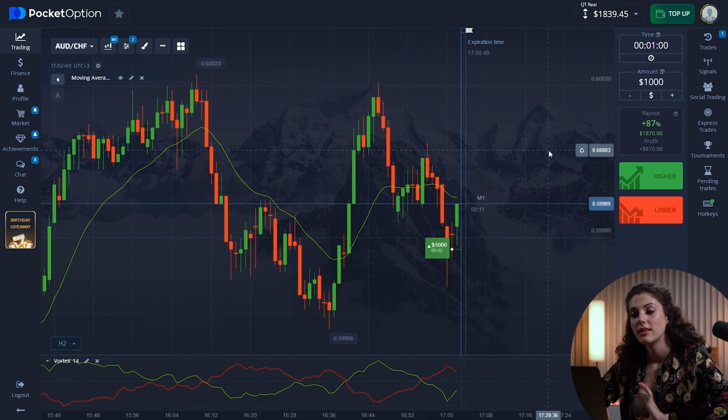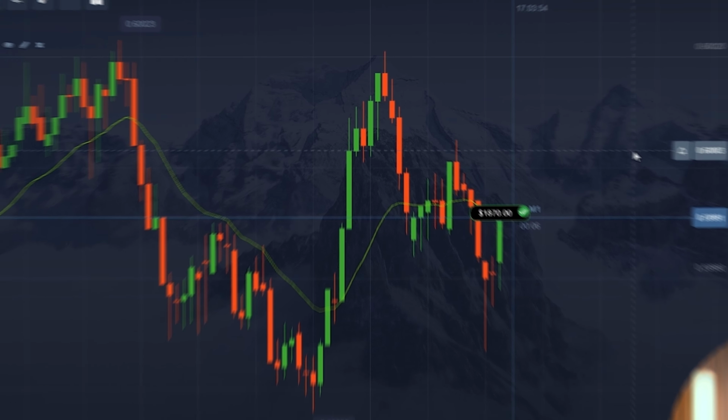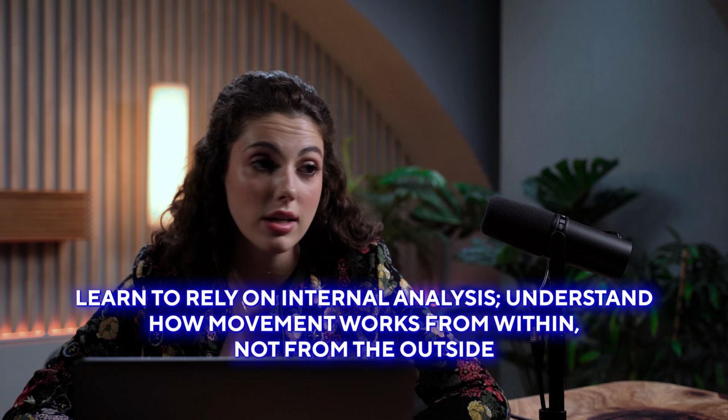So before looking at signals, use your head. The market doesn't tolerate negligence. Learn to rely on internal analysis. You need to understand how movement works from the inside, not the outside. With that understood, let's move on.